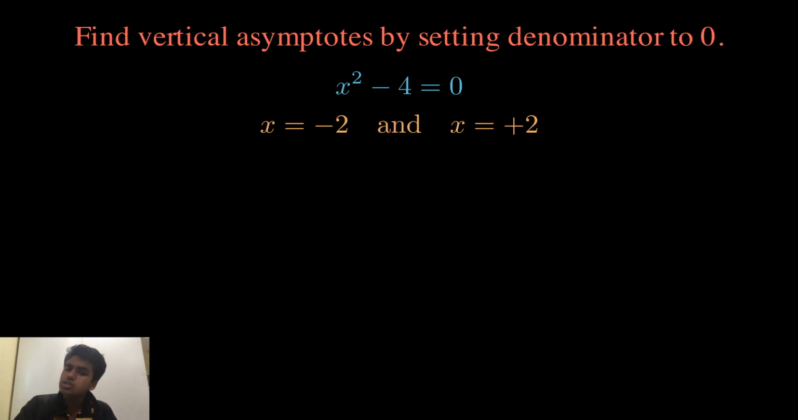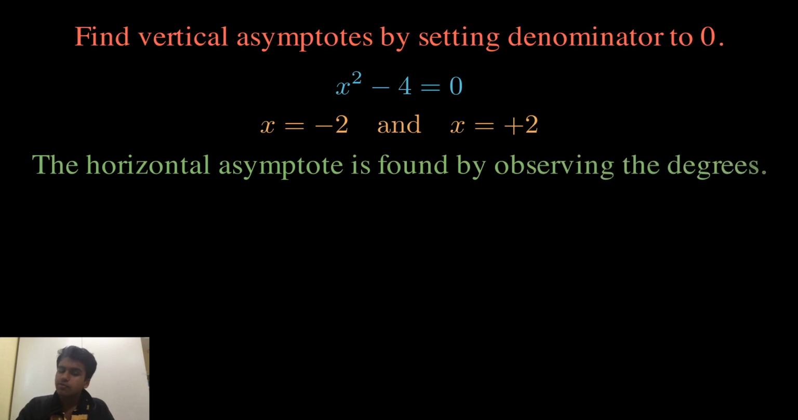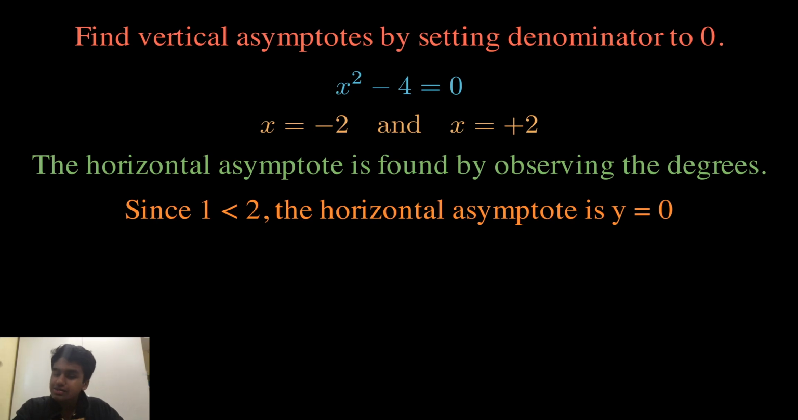Now the horizontal asymptotes are found by observing the degrees. For example, if the degree of the numerator is the same as the degree of the denominator, then the horizontal asymptote occurs at y equals the coefficient of the term with the highest degree in the numerator over the coefficient of the term with the highest degree in the denominator. But in this case, the degree of the numerator is less. So simply, the horizontal asymptote occurs at y equals 0.